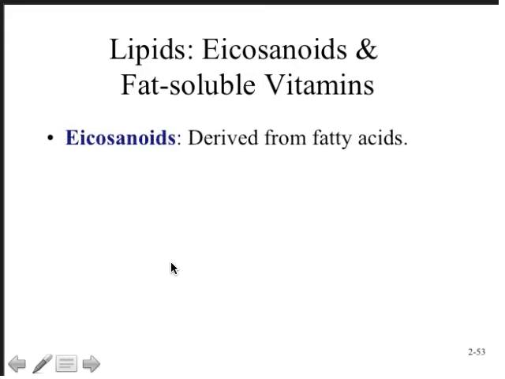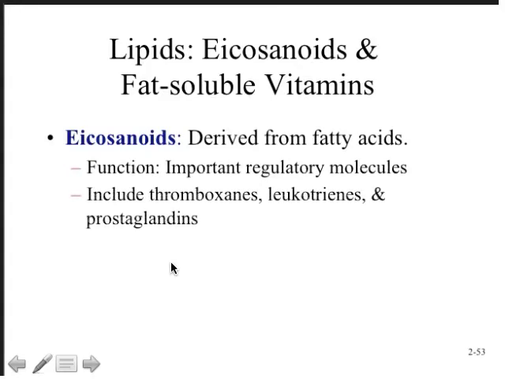Now, eicosanoids are derived from fatty acids, and they're important signaling molecules. They include thromboxanes, leukotrienes, and prostaglandins. Incidentally, anytime you see a name, you should think about what the name means. Leuco meaning white, trienes. Leukotrienes are signaling molecules that act on white blood cells. The reason they're called trienes is because they have 3 double bonds in their fatty acid moieties, in the fatty acid tail that makes up the molecule. Prostaglandins are major mediators of inflammation, as are thromboxanes.